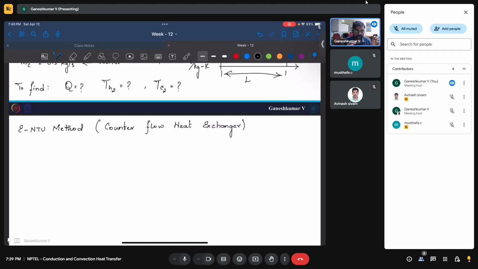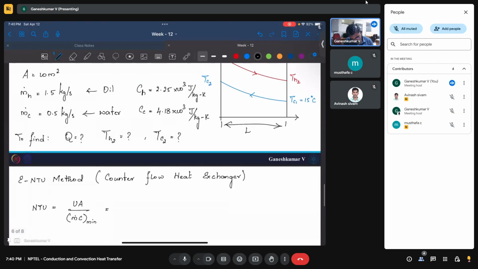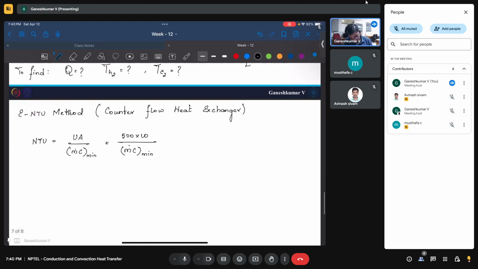From epsilon only you can find the heat transfer rate, and epsilon is a function of NTU, the number of transfer units. So you start with NTU, which is nothing but UA by C min. You can write it as m dot C min, the minimum heat capacity. U and A are given. M dot C min we need to find out. This is 500 times 10 divided by m dot C min. So which one is minimum?